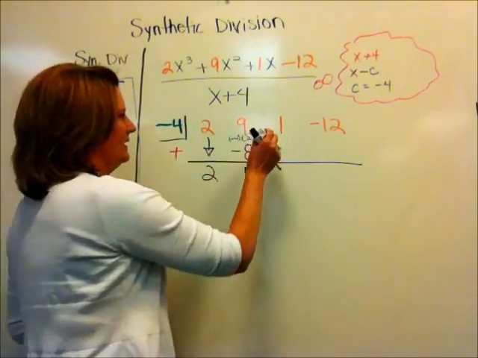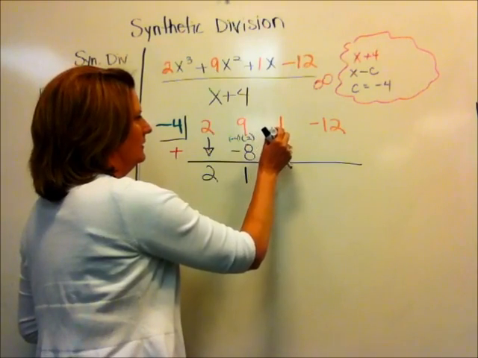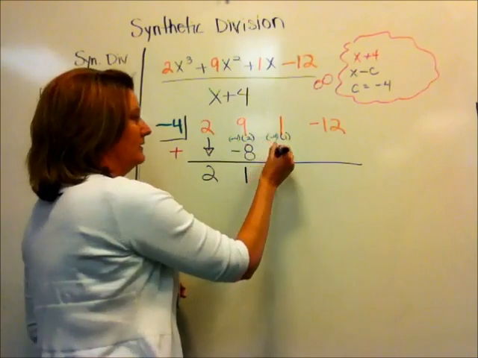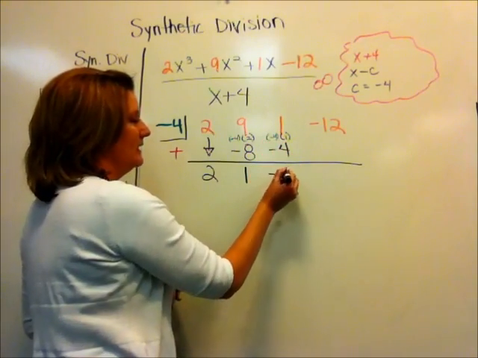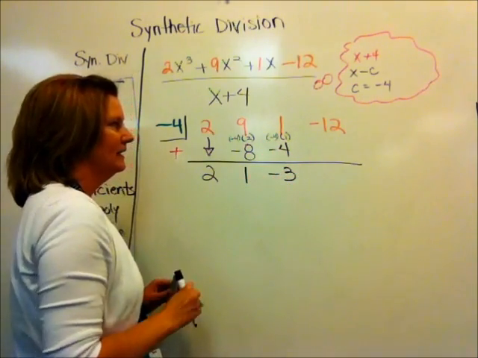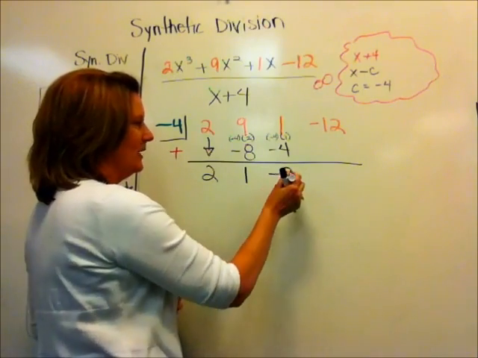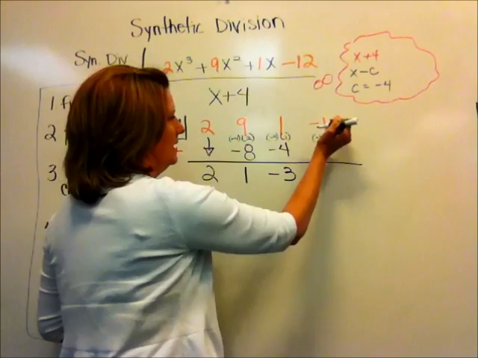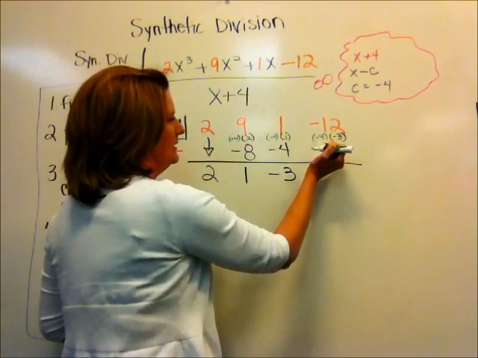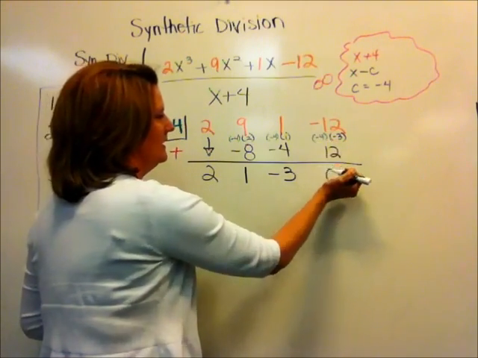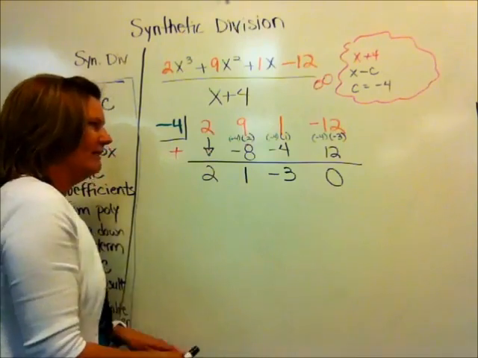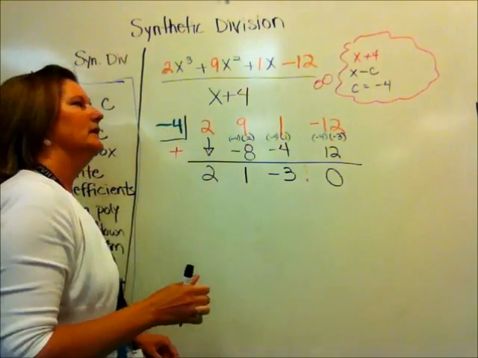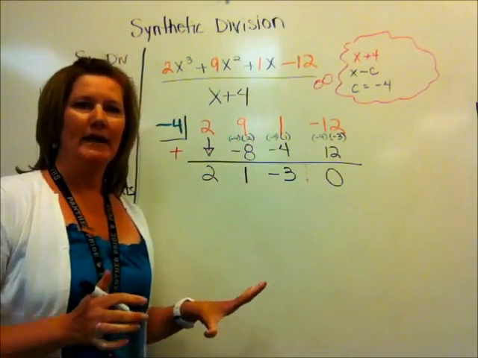And then I'm going to take that negative 4 again, so I have negative 4 times 1, which gives me negative 4. I'm going to add, that gives me negative 3. I'm going to go again, so I have my negative 4 times my negative 3. That gives me 12. When I add down here, I get 0. Remember, that last one is my remainder. And I'm ready to go ahead and rewrite.